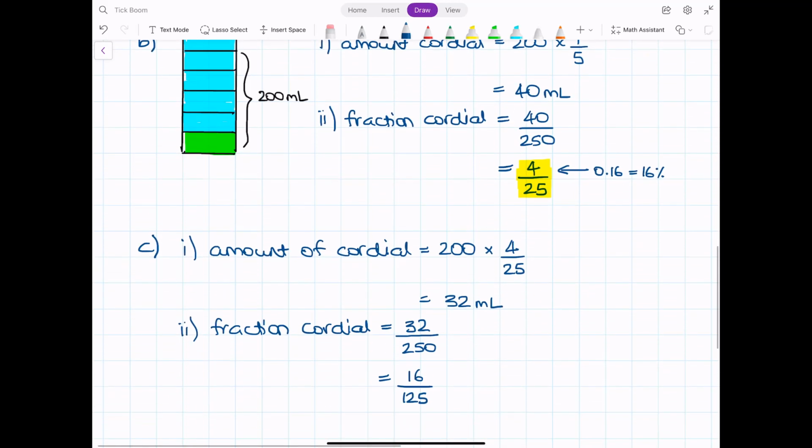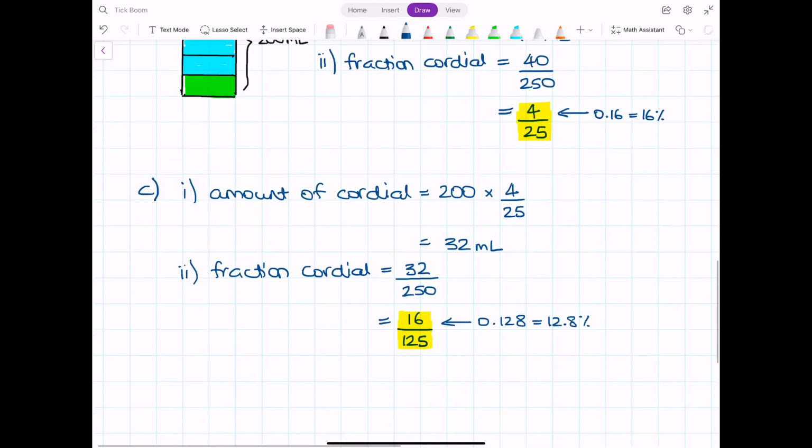And then in part C, the fraction that we ended up with was 16 on 125. If I do 16 divided by 125, I get a decimal of 0.128, which if I multiply by 100 to convert to a percent, is equal to 12.8%. And again, that's smaller than 16. So each time we follow this process, the proportion, or the fraction, of cordial is getting smaller and smaller. So now we'll move on to part D.